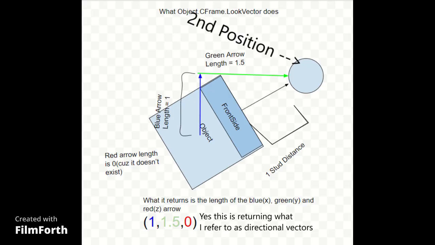Like, you know how there's an up, down, left, right? Basically the Vector3 is if it goes right, then up, then left, the length of those. And LookVector gets the distance of how many of the length of the arrows it takes to get from the first position to the second position, the second position being the position one stud in front of the object that you're getting the LookVector from. Alright, back to the regular video.